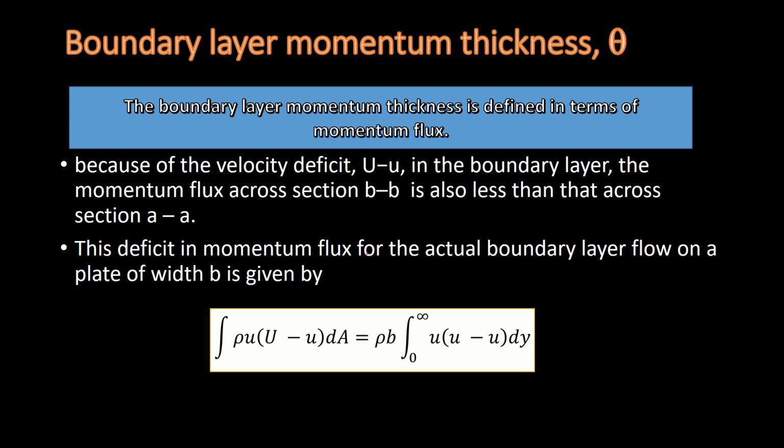Okay, so this deficit in momentum flux for the actual boundary layer flow on a plate of width b is given by the momentum flux rho u multiplied with U minus u, which is the deficit of velocity, multiplied with the area, which is also equal to rho b integral from 0 to infinity of u times (U minus u), this is capital U, dy.